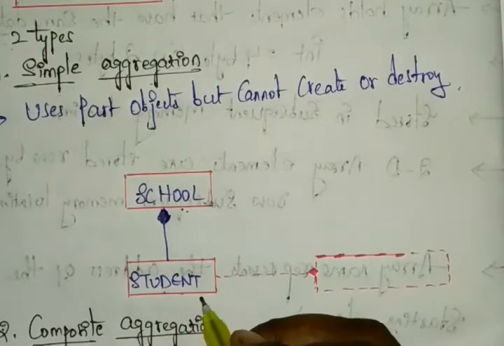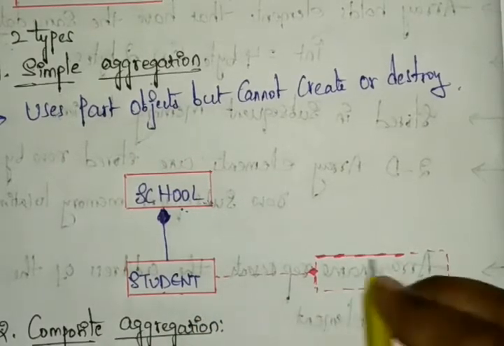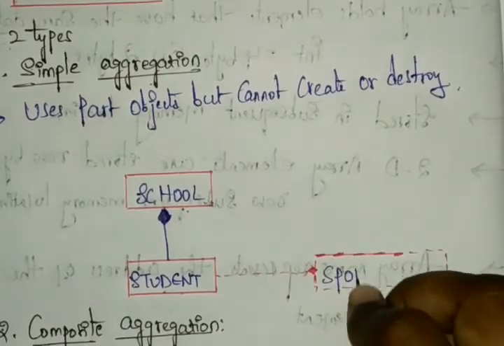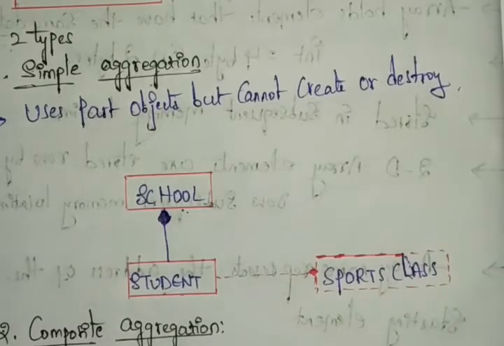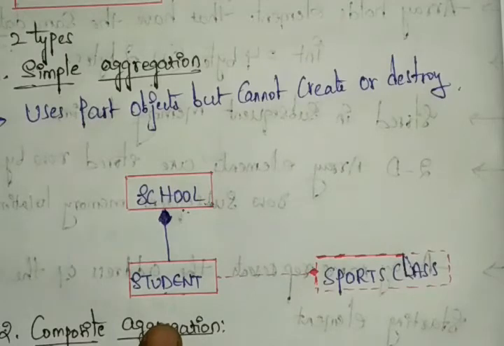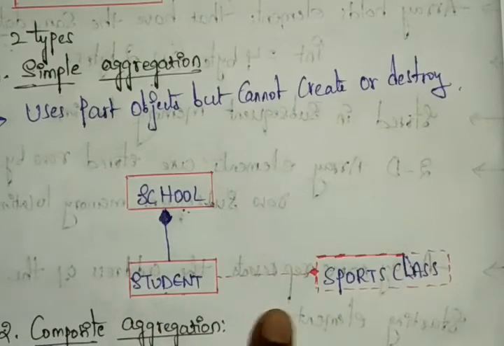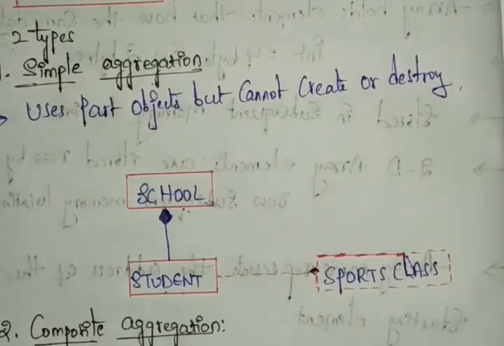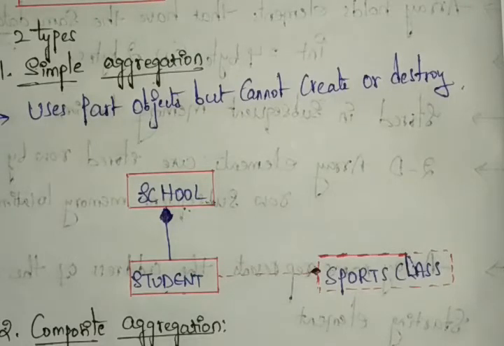The student object is also part of another simple aggregate. The student is not only for reading; they can play games or anything, right? So here I'm writing sports. They can join a sports class also, right? The student has one aggregate class, like a sports class. This is not at all times. They cannot create and they cannot destroy in this.